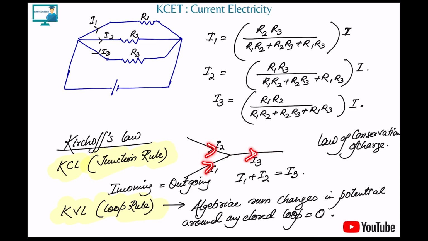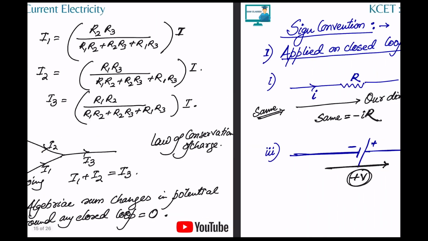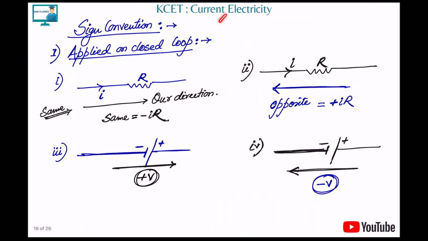Next is KVL, where we apply the loop rule. What is the loop rule? The algebraic sum of the changes in potential around a closed loop is zero. We'll see how we apply KVL. Very simple, don't get too confused. But before that, we need to understand the sign convention. What is the sign convention? If the current is going like this and we are going in the same direction, remember it like this: same.